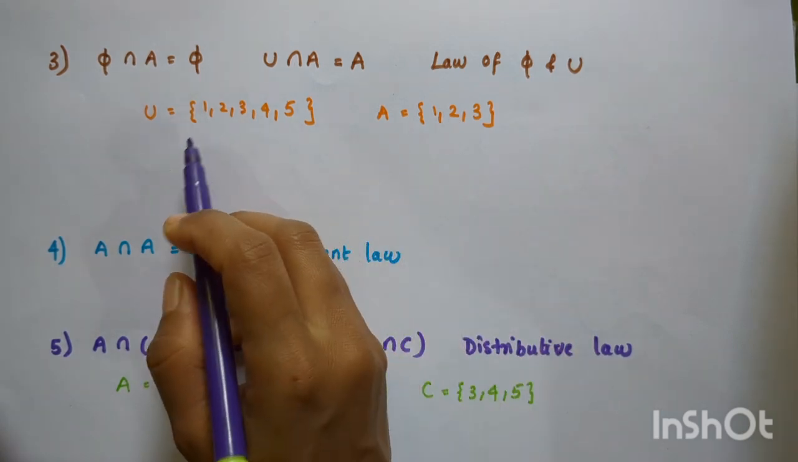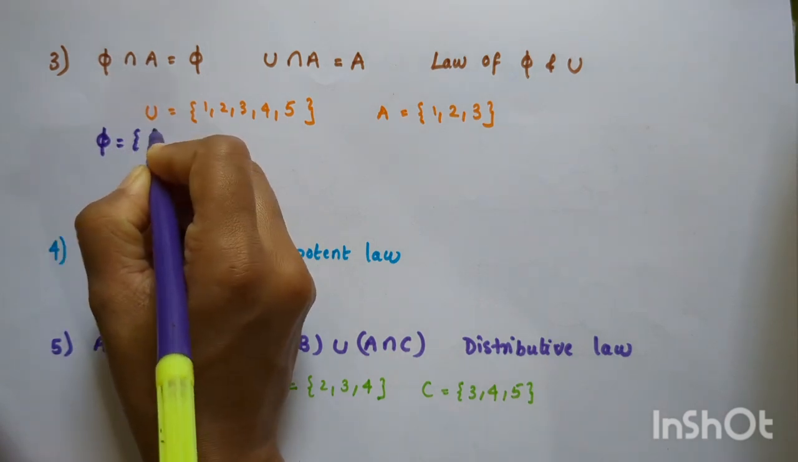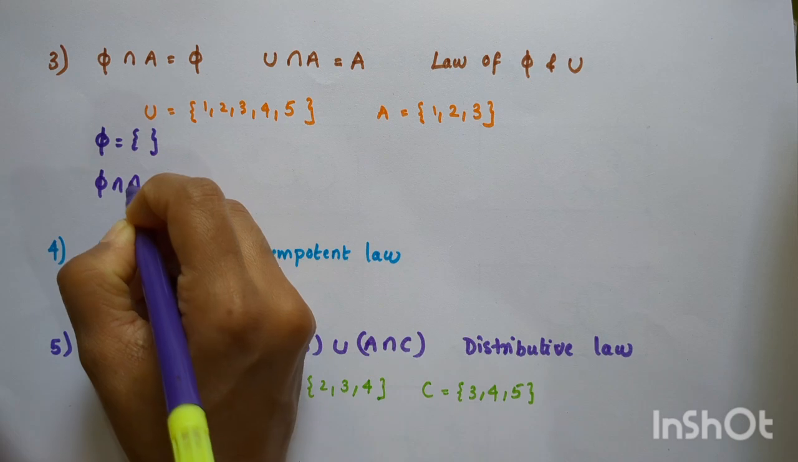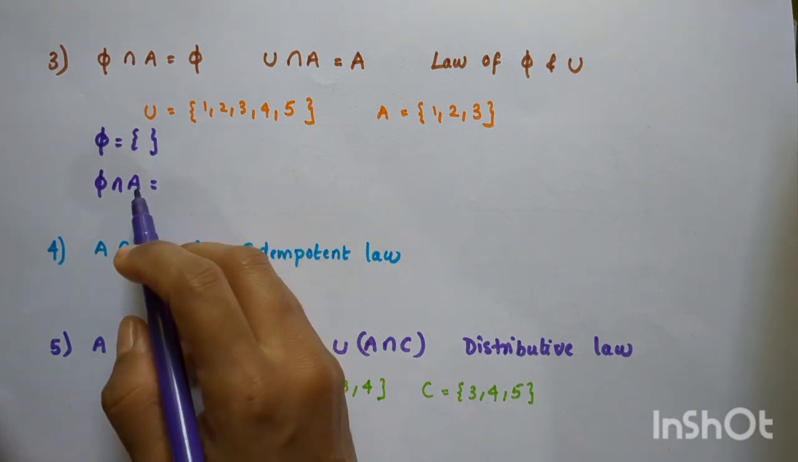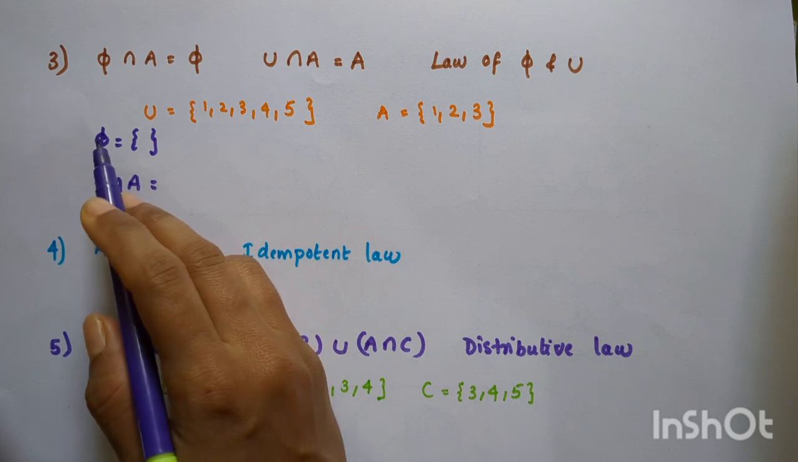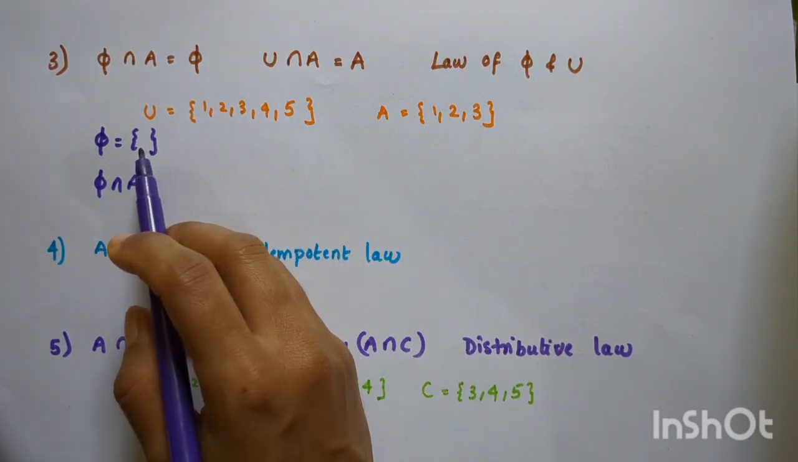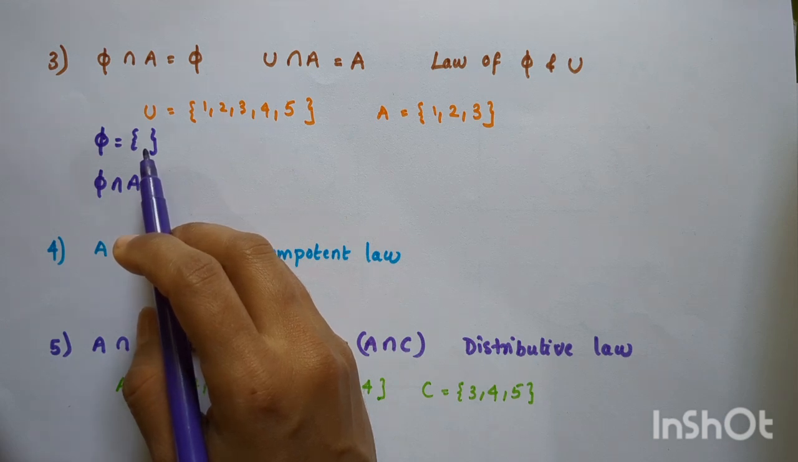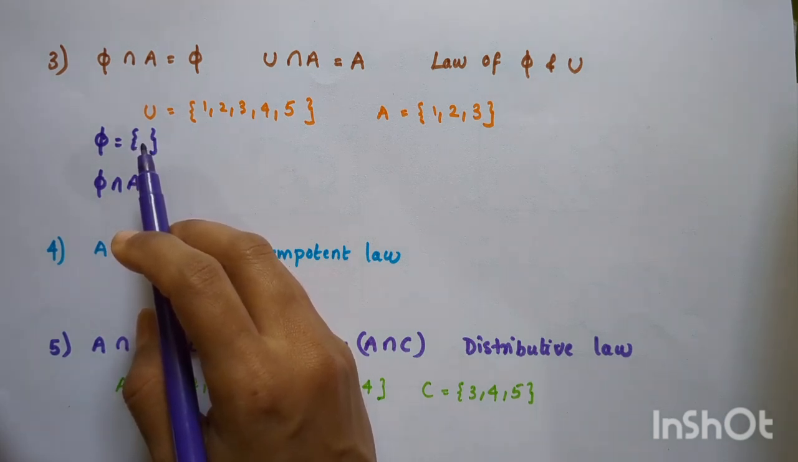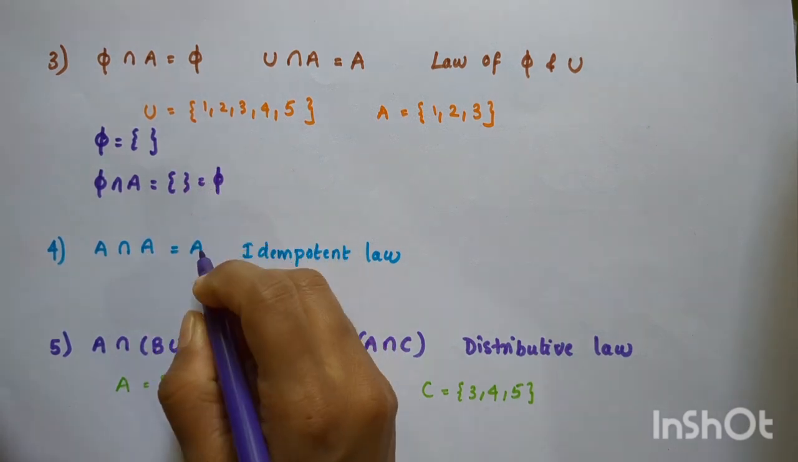Okay, now if you find out phi, what about phi? Phi is a null set, no element will be there in the set. So if you consider phi intersection A, when we consider intersection, we have to consider the elements which belong to both phi and A. So A is 1, 2, 3, phi has no elements in it. So there won't be any common elements present in phi and A, because there are no elements in phi. So this will be again a null set, that is, this will be phi.